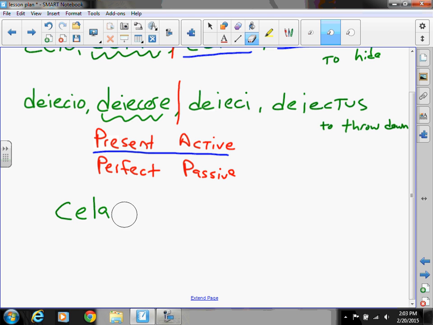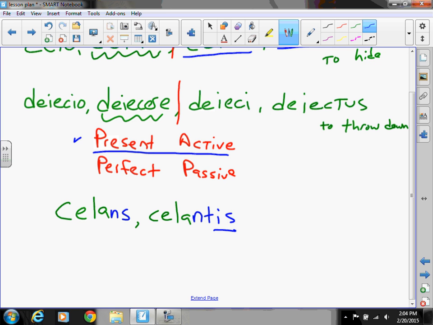What makes something a present active participle is adding NS to the stem. This is the nominative form. I want the genitive form as well. That tells me what declension it belongs to. You see this IS, we know that the present active participle is a third declension word. How do we translate the present active participle? We use ing. We know that kalare means to hide, so I use hiding as its translation.